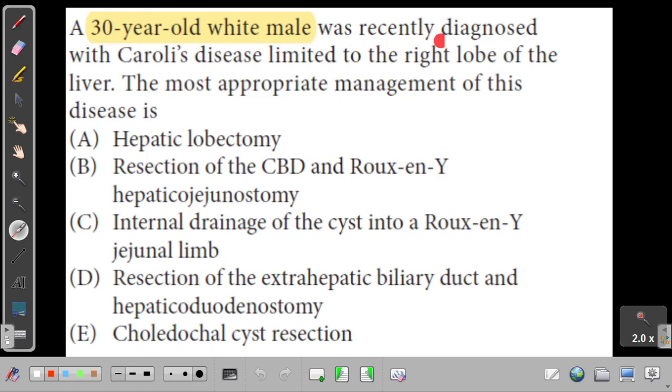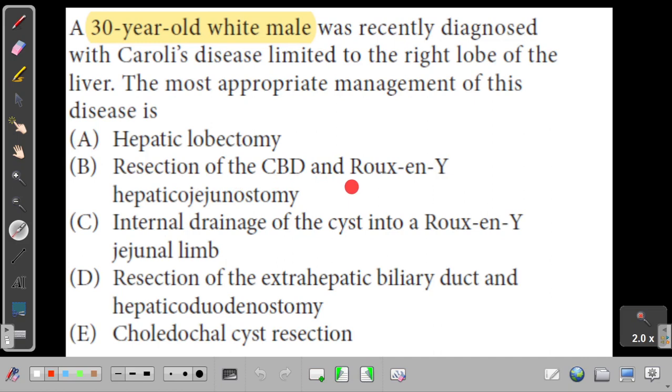A 30-year-old white male was recently diagnosed with Caroli disease limited to the right lobe of the liver. The most appropriate management of this disease: now the disease is limited to the intrahepatic biliary radicals in the right lobe of the liver, in the form of congenital cystic dilatation of the wall of the intrahepatic biliary canaliculi, so go for hepatic lobectomy. Yes, this guy will benefit from hepatic lobectomy. The other statements are untrue.